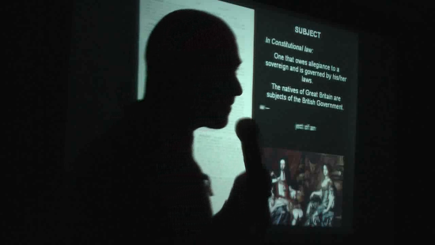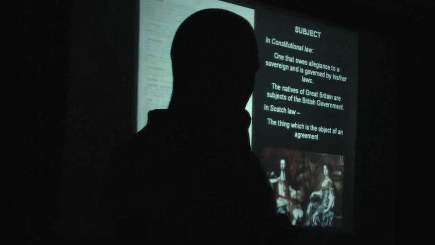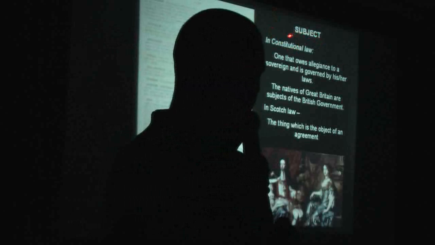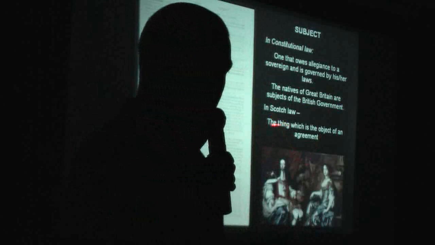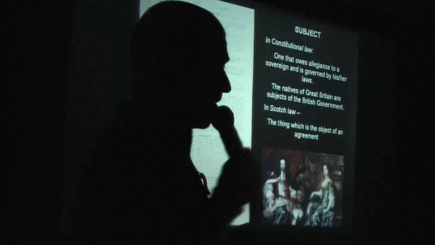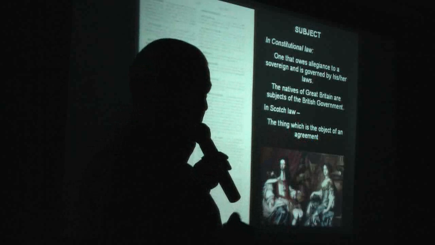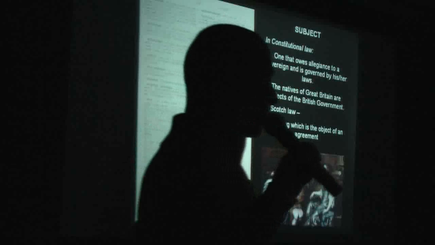Subject. In constitutional law, which is what we deal with today, one that owes allegiance to a sovereign and is governed by his or her laws, which is common law. You are tied to the monarch by that name, subject. The natives of Great Britain are subjects of the British government, which is a lie. It's not actually. In Scots law, the thing, which is the object of an agreement. So the best way I can describe this for you is whenever you see subject, you're actually also a thing. Okay? We're going to see why.